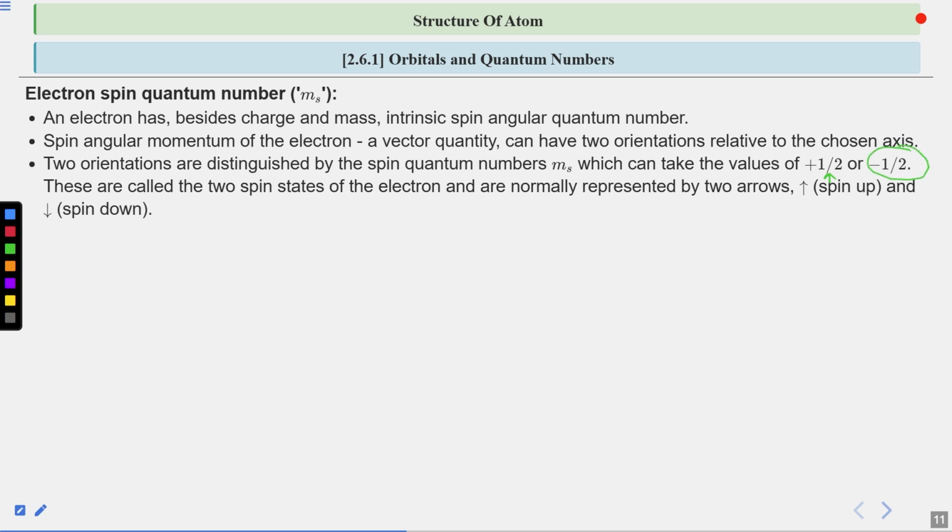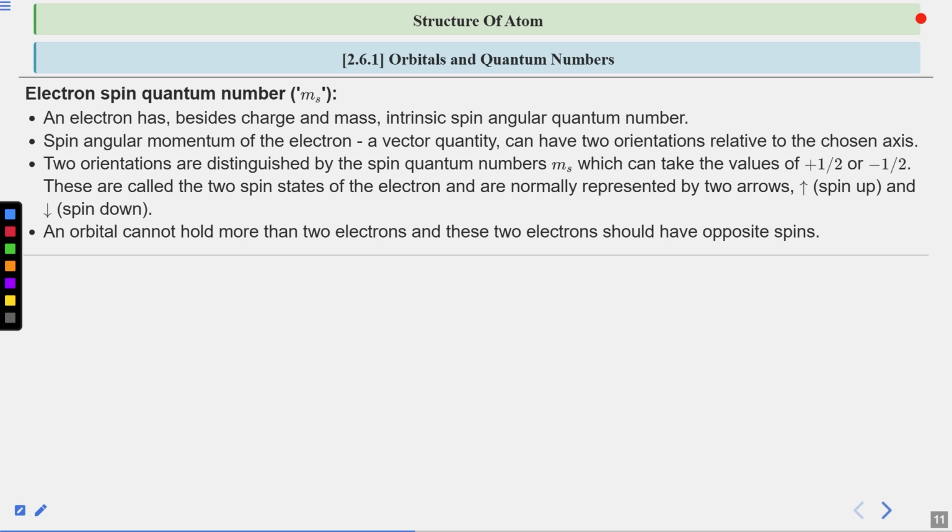It also has a magnetic moment. So we can say that an electron has a spin that is intrinsic, inside it, and it has two senses of rotation of that spin, plus half and minus half, denoted by spin up and spin down. Now remember, an orbital can have a maximum of 2 electrons, and those 2 electrons will always have different spins. Suppose I represent an orbital by a square, it can contain a maximum of 2 electrons, and they both will have opposite spin. If one is spin up, the other will be spin down.